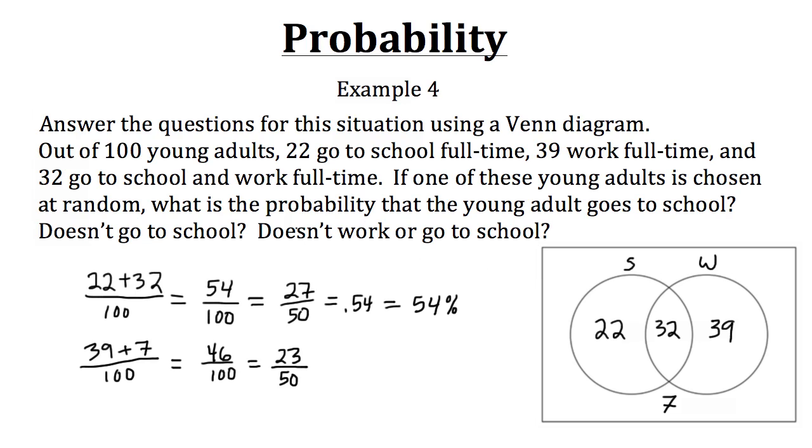Now for the final one, they want to know what's the probability that the young adult who's chosen doesn't work or go to school. Well, all these young adults right here either do school or work, or both. So we're just left with the 7 here who don't do either. So there'd be a probability of 7 out of 100 young adults who don't do school or work. And again, we could change that to a decimal or a percent. So that would be a 7% chance that the young adult doesn't work or go to school. So that about concludes the section on theoretical probability.